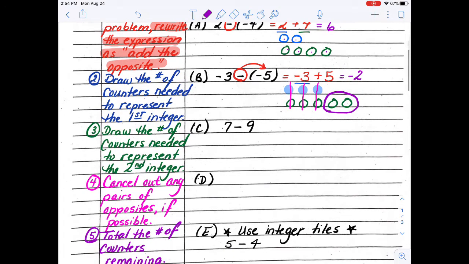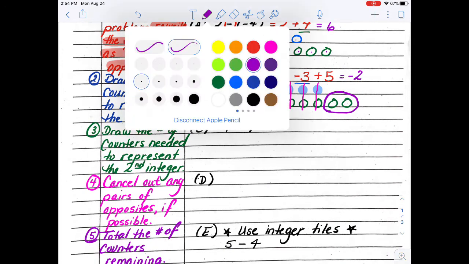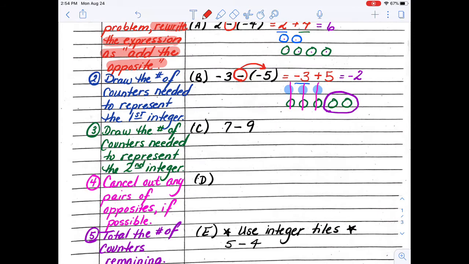Let's do one more, and that's 7 minus 9. Again, rewrite any subtraction problem as add the opposite. So let's rewrite it. This becomes 7 plus, and the opposite of 9 is negative 9. So now let's go ahead and draw those counters for that first integer of a positive 7. So we have 1, 2, 3, 4, 5, 6, 7 positive counters.